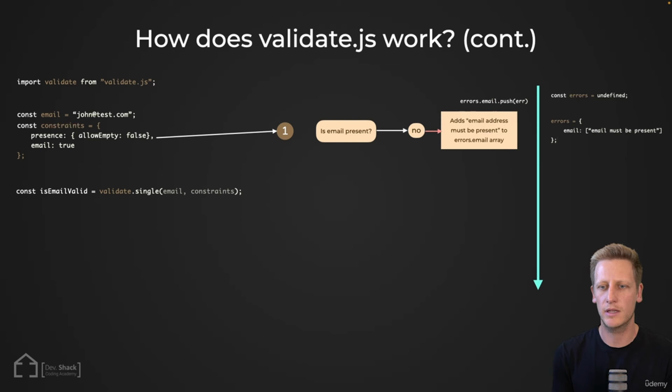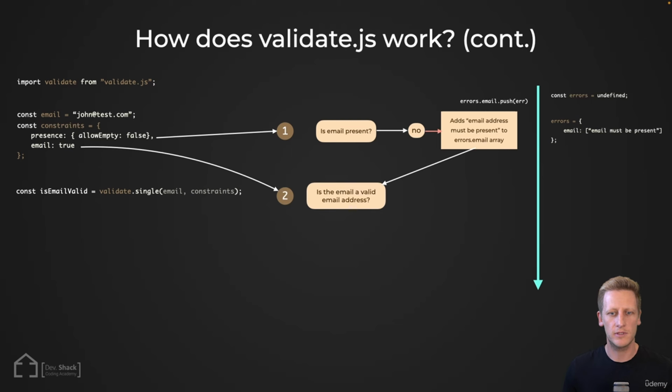What will happen here is that it's going to add an error in the form of a string, and it's going to override the value of undefined and now set it to an object, and it's going to set that email key with an array. And that array is going to contain the first error that is picked up from this first constraint. Then it moves on to the second constraint, which is checking if it's a valid email address.